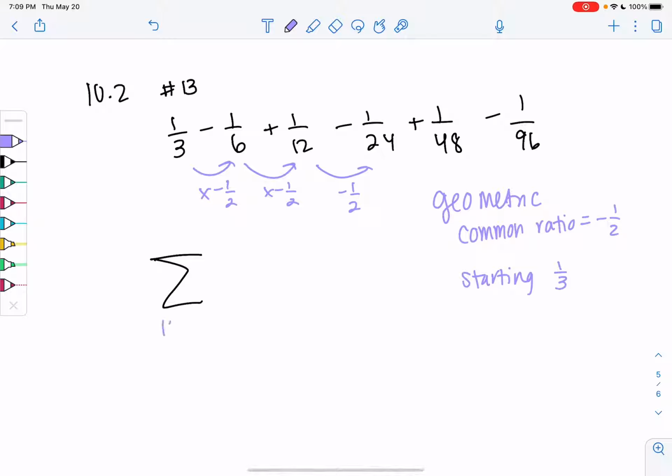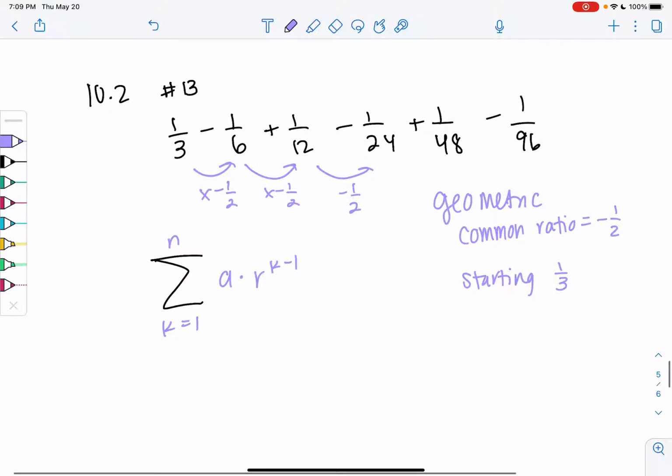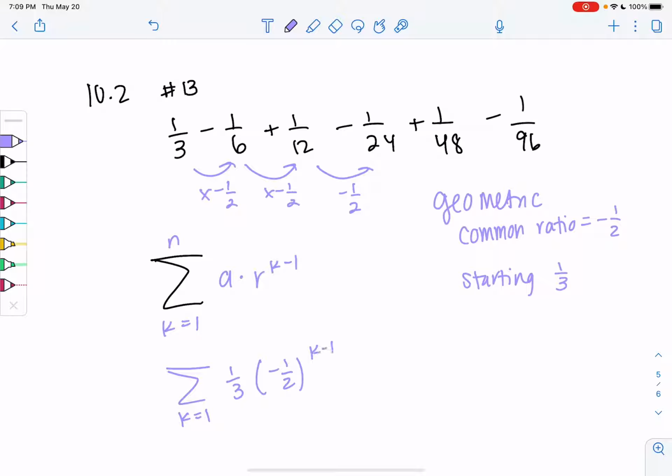And we have a formula for geometric. So we have k equals 1 up to n, so we'll figure out what that is in a second. And we have our starting amount times the ratio to the k minus 1 power. So our ratio is -1/2 and our a is 1/3. So 1/3 times -1/2 to the k minus 1 power.